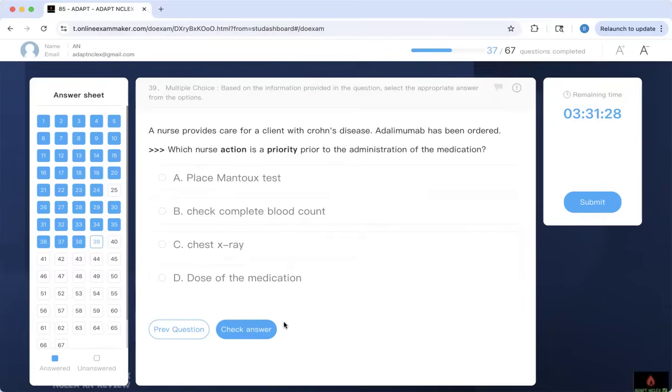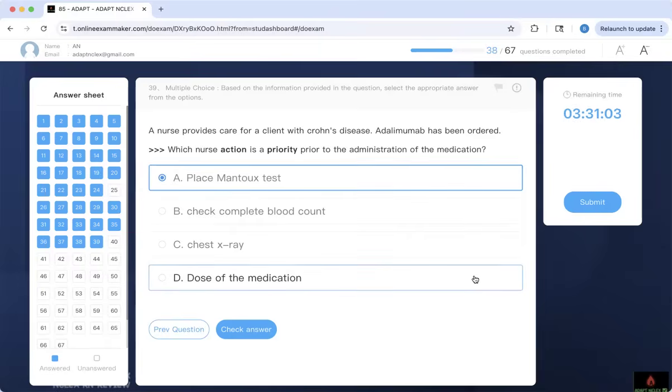Do we need a PPD test? Do we need to check your blood count? Do you need to check the X-ray or dose of the medication? I don't care about the dose of medication. Neither is X-ray. What I worry about is infection activation, that is TB. If you take this medication, it suppresses your immune system. Therefore, if you had TB exposure before, it's going to reactivate. Therefore, we need to place a PPD so that we make sure you never had it. And if you do, we're going to stop the medication.